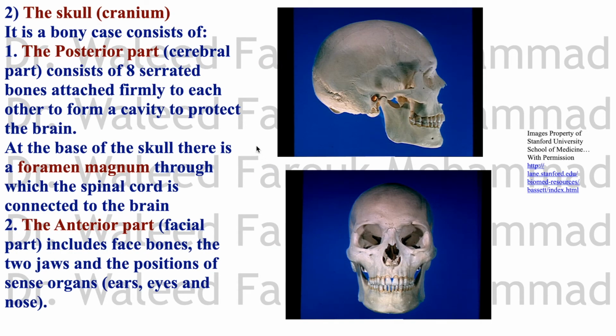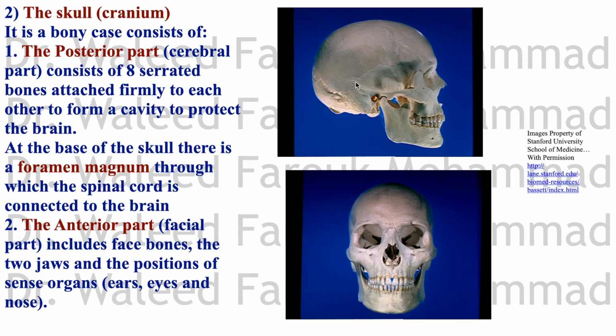Okay, now let's talk about the skull, which articulates with the upper part of the vertebral column. It's a bony case, consists of a posterior part. This is the posterior part of the skull. And this is the anterior part of the skull. Okay? Posterior part, or the cerebral part, the one that includes the cerebrum. The cerebrum is the brain. So the posterior part or the cerebral part consists of 8 serrated bones.